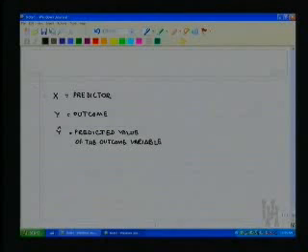Let me just go through that again. You have the X, the predictor variable. You have Y, the actual outcome variables. Together, these comprise the known pairs.